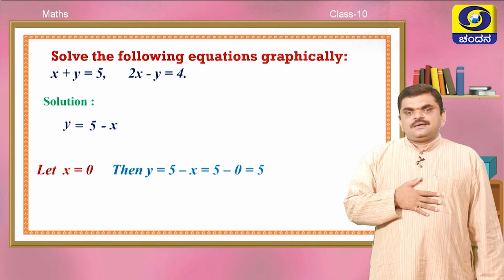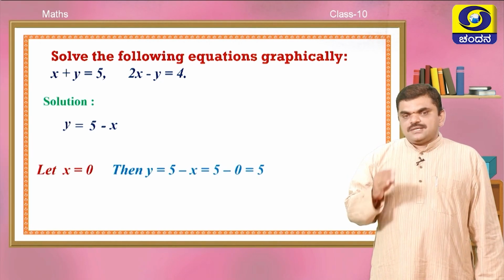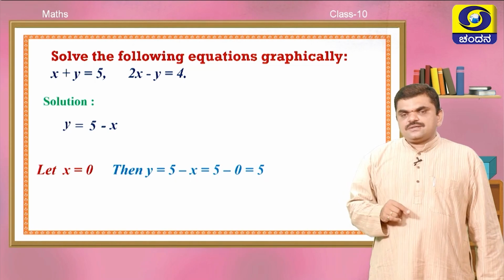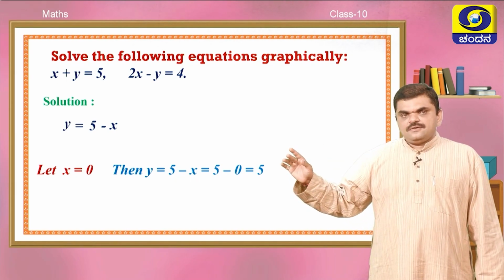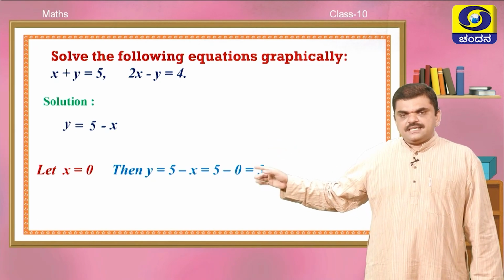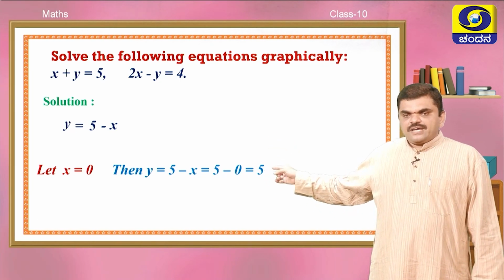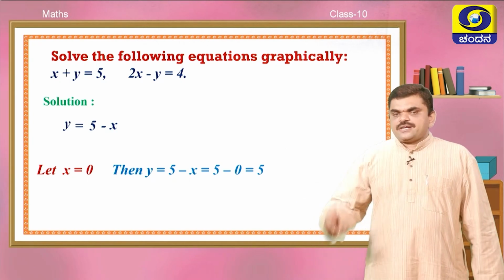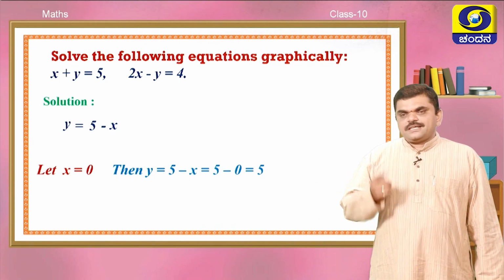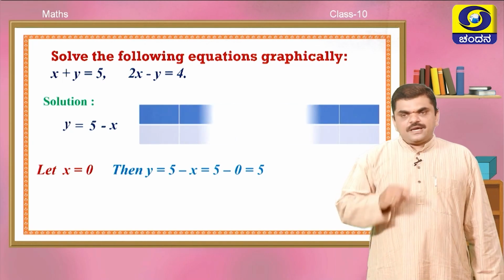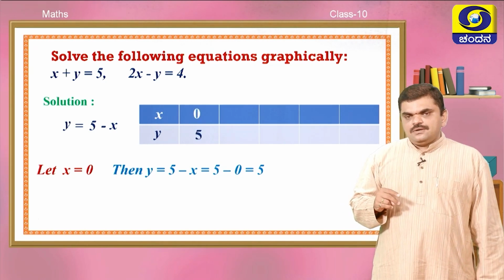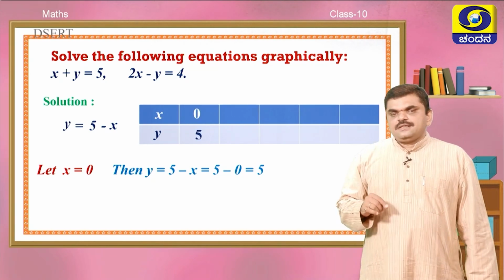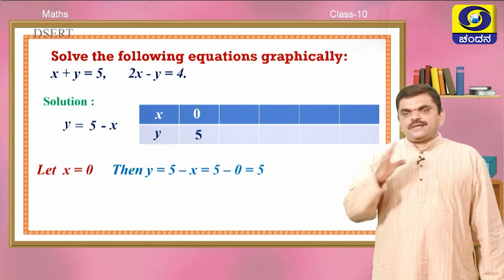Yes, x is equal to 0. When we take x is equal to 0, y becomes 5 minus x, that is 5 minus 0, so the y coordinate becomes 5. Children, observe here. Next step, yes, we have to create a table, x and y coordinates. When x becomes 0, y becomes 5. Next point, how much value will you take?